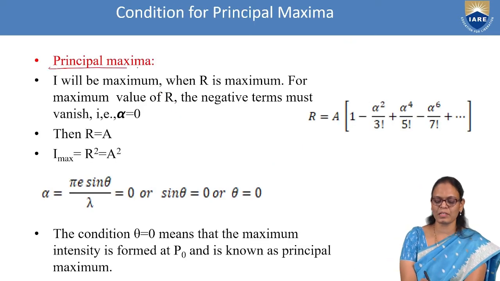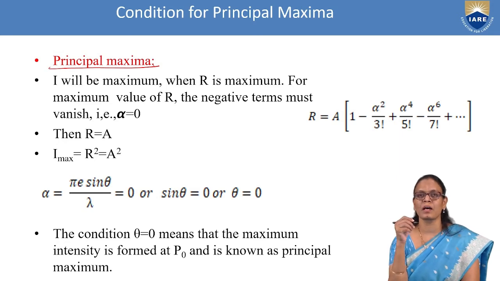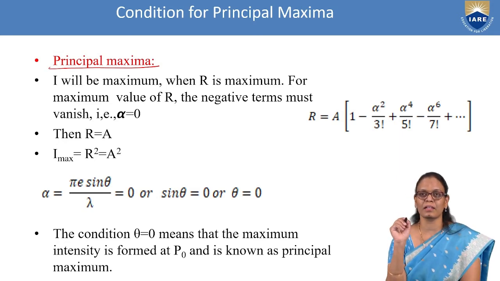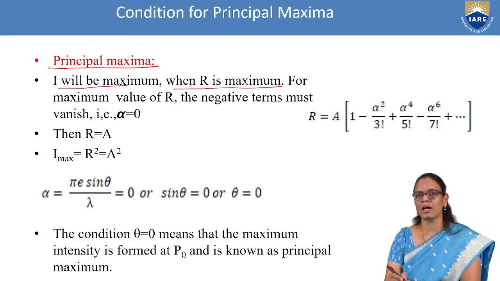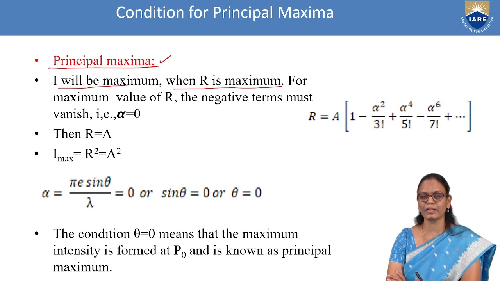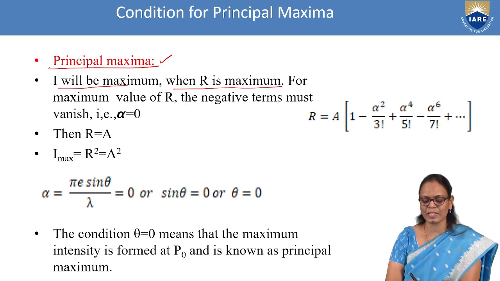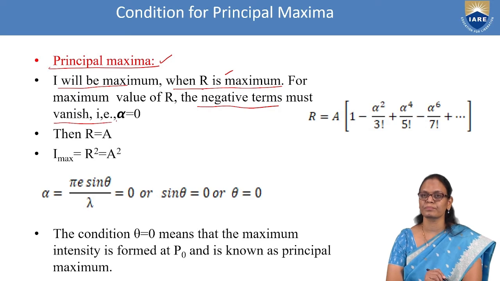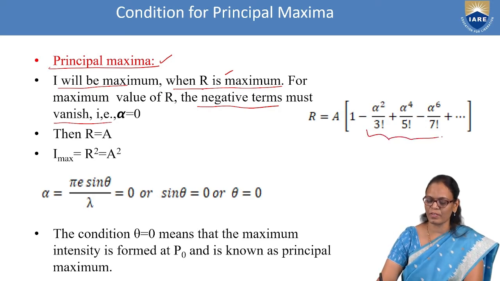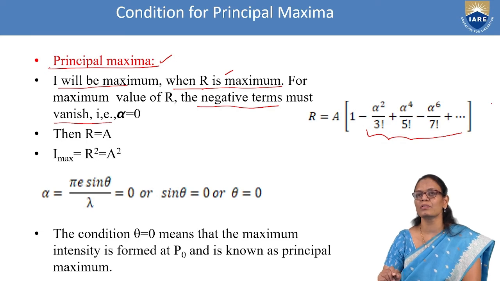Now we are going to see the principal maxima. That means when the waves arrive at a point on the screen at the center, I will be maximum when R is maximum, because I is equal to R square, as we have seen. So when the resultant amplitude is maximum, the intensity also will be maximum. When the intensity is maximum, you get the principal maximum. Now for maximum value of R, the negative terms must vanish. So all these terms, all the negative terms, should vanish.